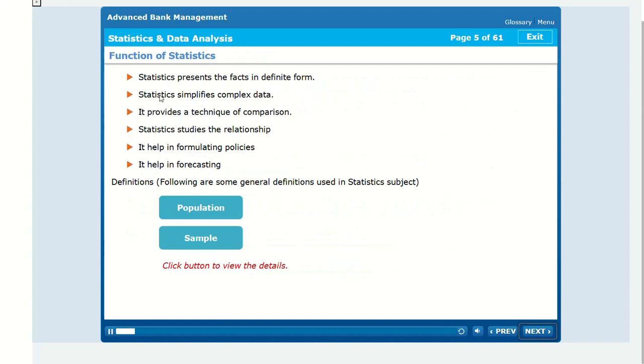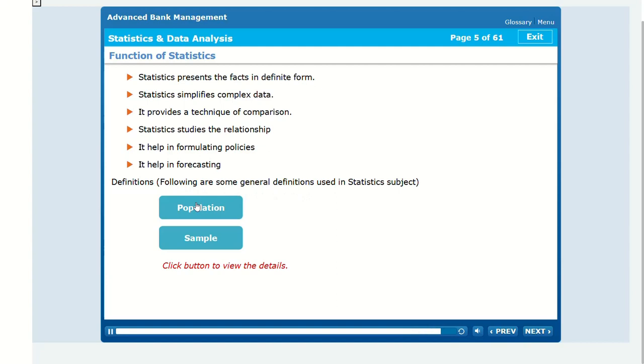Functions of statistics. Statistics presents the facts in definite form. Statistics simplifies complex data. It provides a technique of comparison. Statistics studies the relationship. It helps in formulating policies. It helps in forecasting.